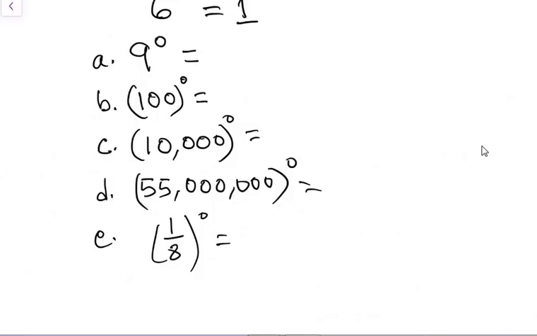You're very sure of the fact, because we have said it from the outset. Any number raised to the power of 0 equals 1. So for all these exercises, the answer will be 1, because these numbers are raised to the power of 0.